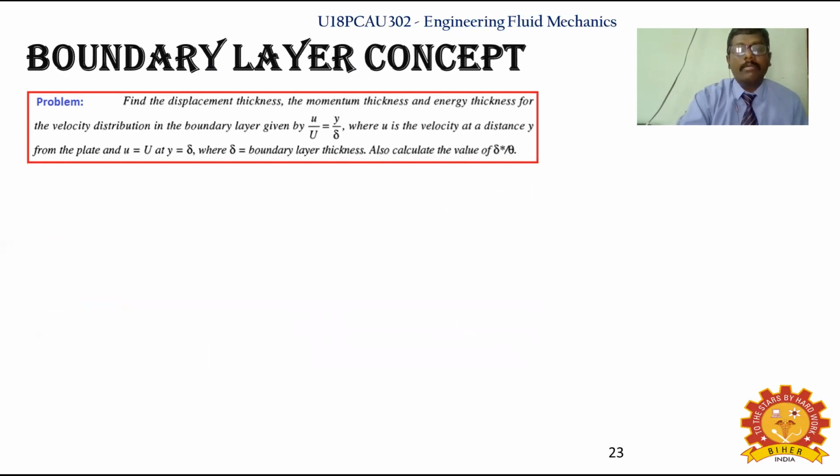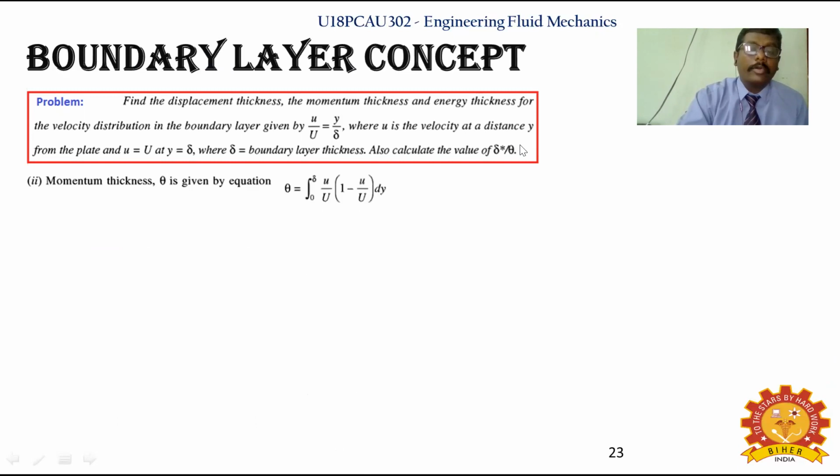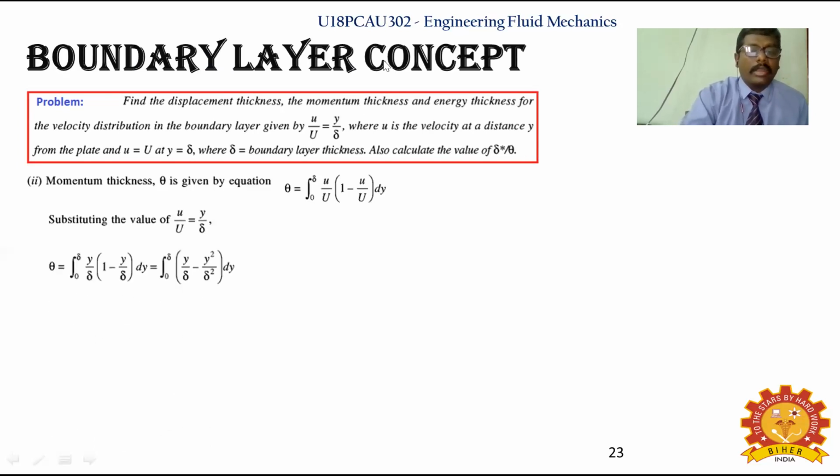Now we will see the second problem. You are required to identify the same displacement thickness and momentum thickness. From the plate, u equals capital U at y equals delta, where the boundary layer thickness is delta. Also you are required to calculate delta star by theta. The second is momentum thickness, then energy thickness, and the fourth is delta star by theta. Coming to the momentum thickness equation, we found it already from the derivation.